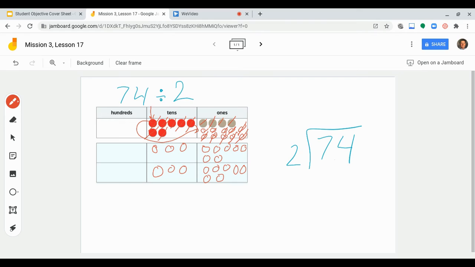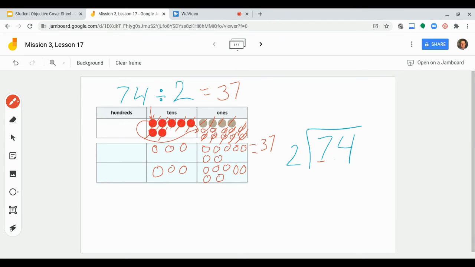So I'm going to ask myself here, how many did I end up with in total in each group? Well, I ended up with 3 tens and 1, 2, 3, 4, 5, 6, 7. 7 ones in each group. So what does 3 tens and 7 ones equal? 3 tens and 7 ones equals 37. So 74 divided by 2 equals 37.